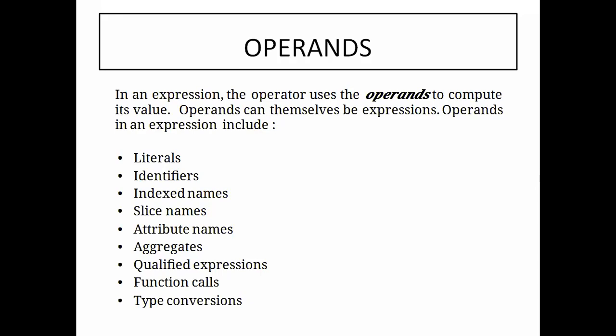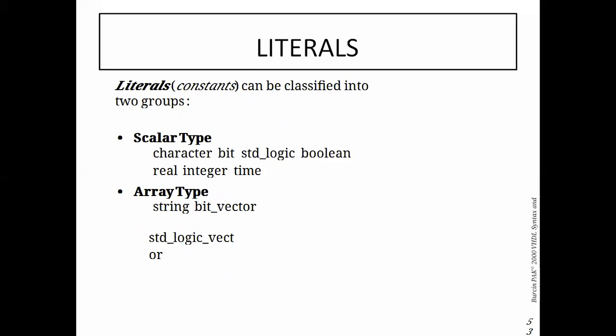बरोबर आहे. कुठल्या टाइपचे ऑपरंड्स तुम्ही यूज करू शकता, लिटरल्स, आयडेंटिफायर्स, इंडेक्स्ड नेम्स, स्लाइस नेम, देन attributes, aggregates, qualified expression, function calls, type conversion, right? Now we will discuss one by one. So first type you have is literals. Okay, now again I will repeat, we are discussing about the operands in VHDL language. So you have different types of operands. So first type is literals.